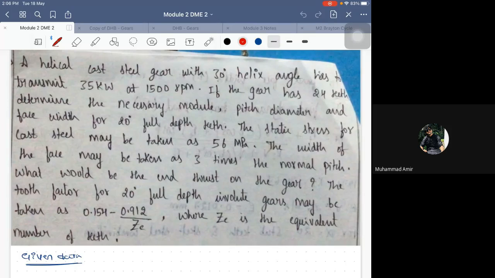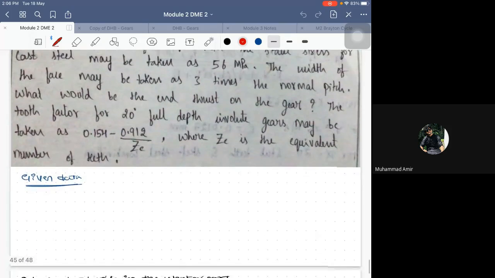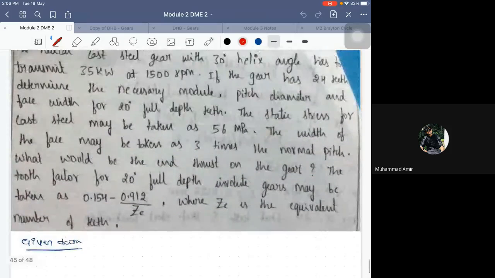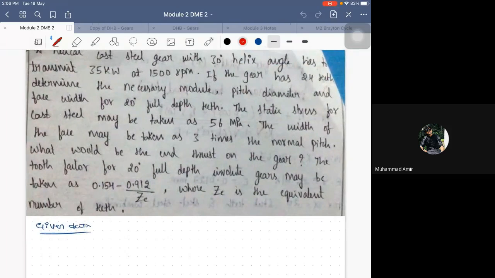So we should go with the given data. A helical cast steel gear with a 30-degree helix. One would be a pinion, right? From all the problems you have solved, the small one we have taken as pinion and the larger one as gear. So this is pinion and this is gear. We have taken this as 1 and this as 2.